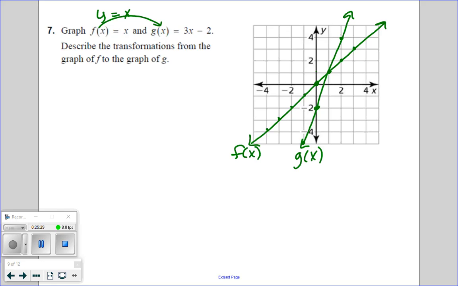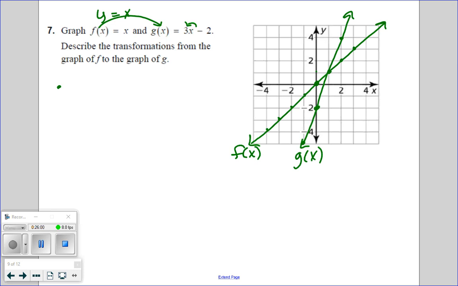But the reality is that when I describe this, I really probably want to focus over here on the actual equation, right? So if the original was x, and then g of x took that x value and multiplied it by 3 and then subtracted 2. There's no parentheses here, okay? It's just that whatever x was, x and f of x are the same, okay? What happens when we multiply that by 3? What does that do? When we multiply, it's a stretch or shrink, and this is a vertical stretch, right?